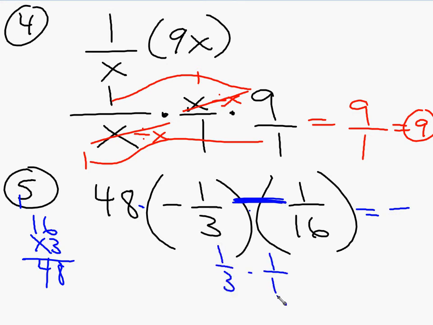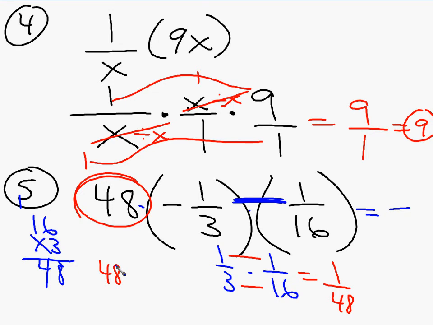1/3 times 1/16. Nothing will factor. There's nothing that can factor, so I just multiply across. I do 1 times 1, which is 1. And I do 3 times 16, which is 48. Now look what I have. Remember this 48 out in front? It has to be multiplied by 1/48.